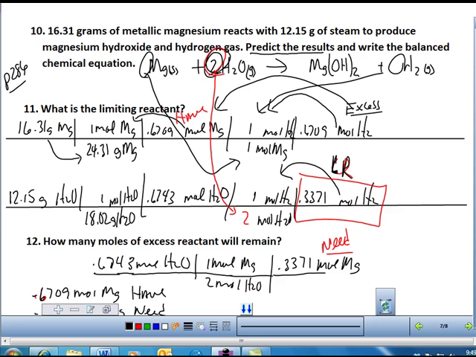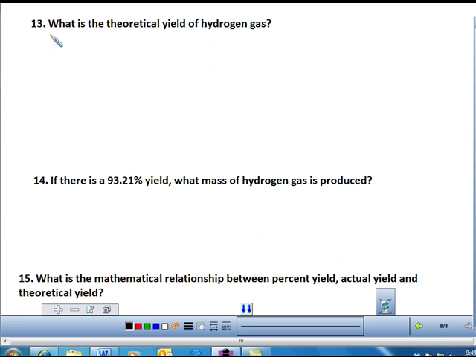Got it? Okay, so then that makes that easy. What's the theoretical yield? What do we have? 0.3371. Is that what we had? Yeah. So I'm going to add the other significant figure there. 0.3371 moles of hydrogen. In fact, it didn't ask for grams, did it? But I'm going to take it to grams, okay?